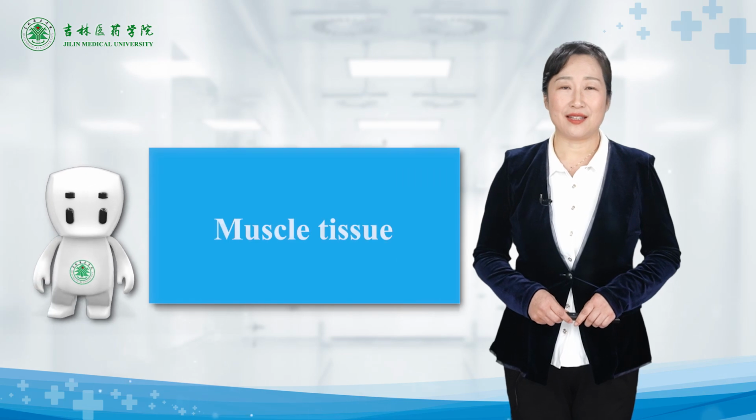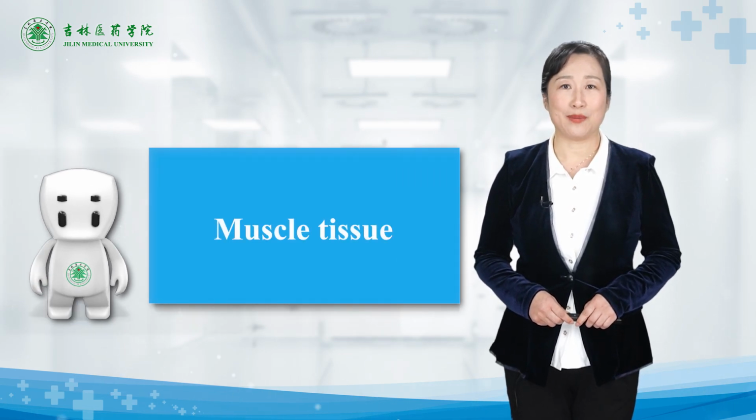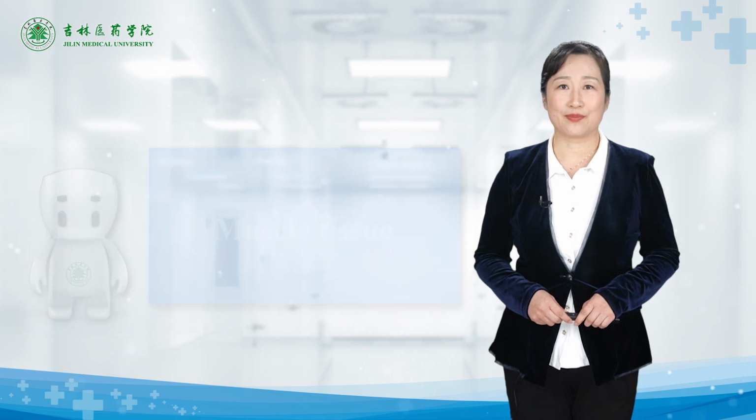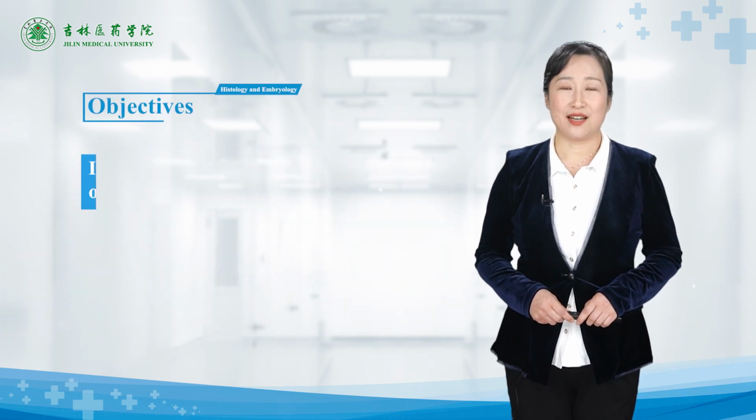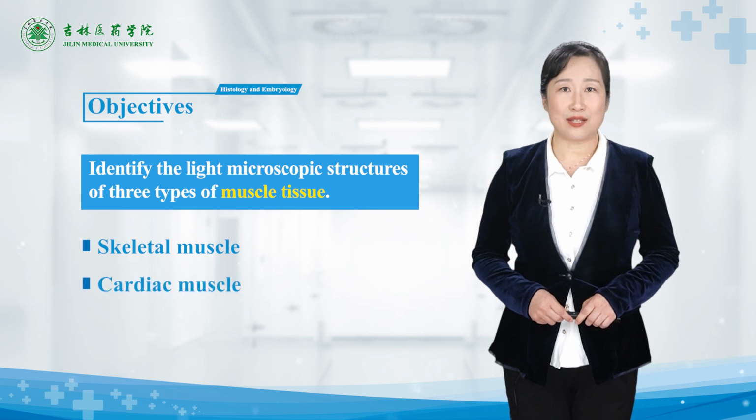Hello! This laboratory will observe the histology slice of muscle tissue. Objectives: identify the light microscopic structures of 3 types of muscle tissue, including skeletal muscle, cardiac muscle, and smooth muscle.